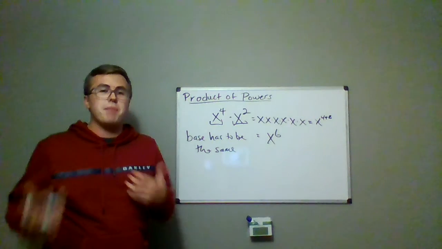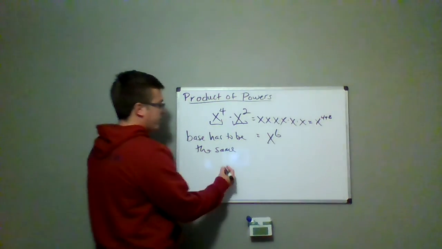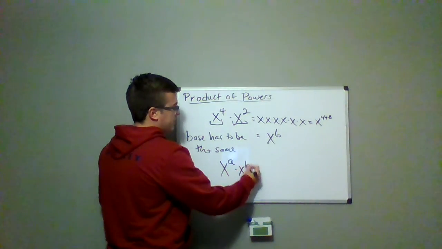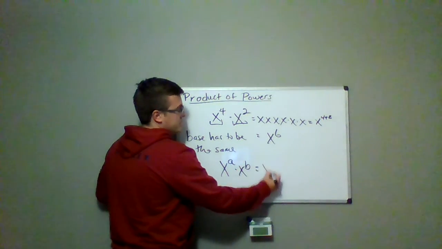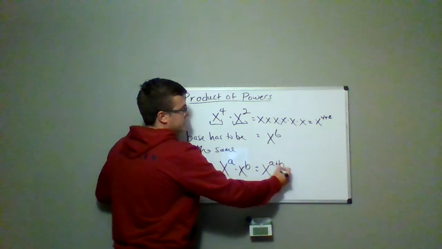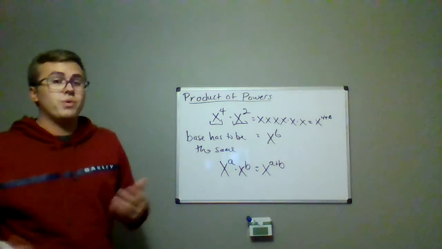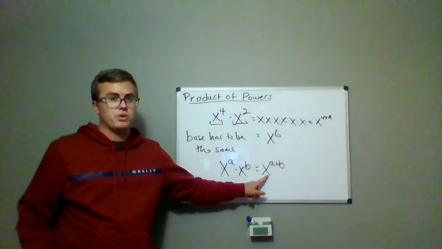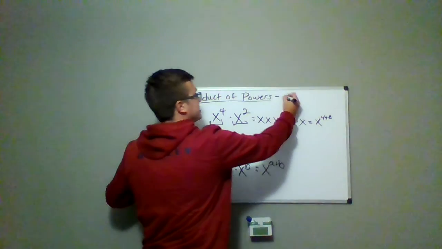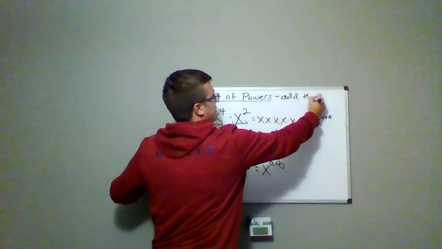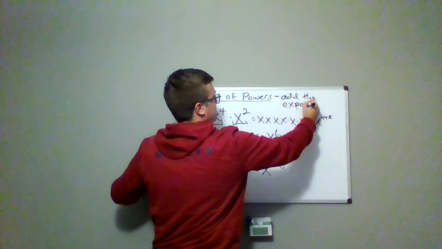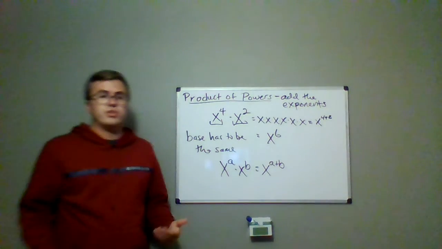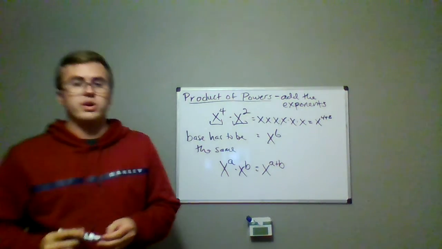So the symbolic way of saying this rule is if we have x to the a times x to the b, that becomes x to the a plus b. So what that means is product of powers says to add the exponents. So that's our first rule for you. We've got a few more to go.